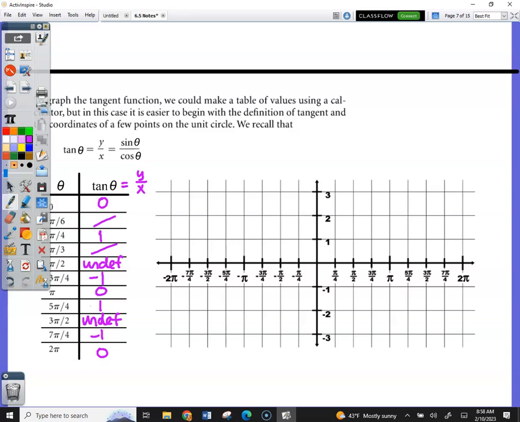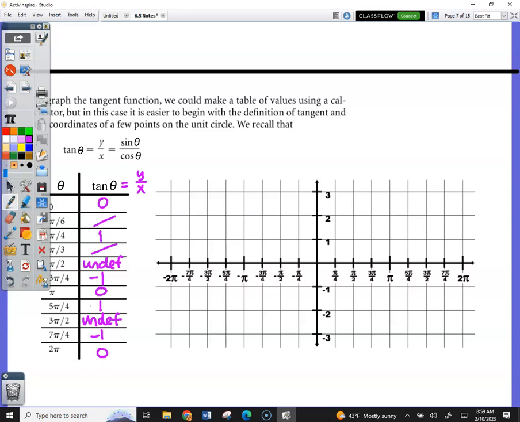Now, do you remember the vocab word to describe when something is undefined? What's on the graph if it has an undefined value? A hole or an asymptote. There it is. Tangent has asymptotes, and for the mother function they are always at the y-axis, the due north and due south values, because when you're setting up y over x, you end up with 0 in the bottom, which is a problem.